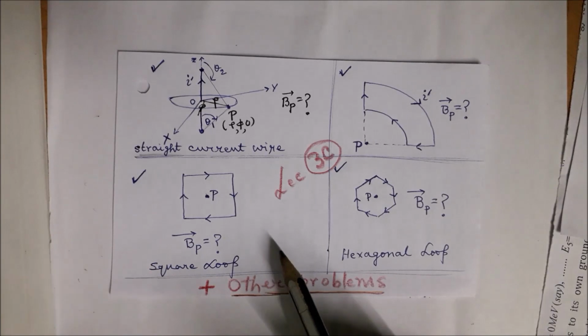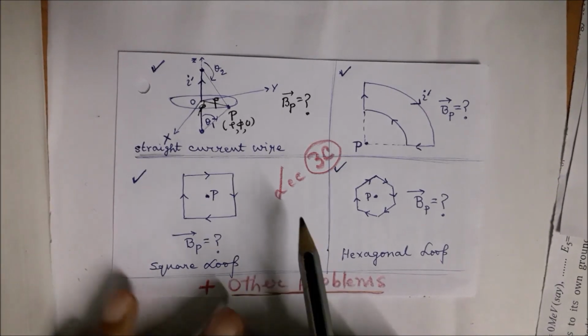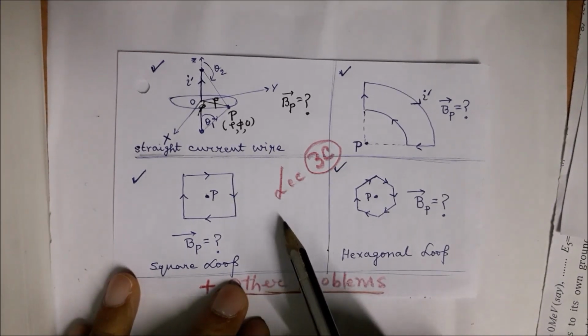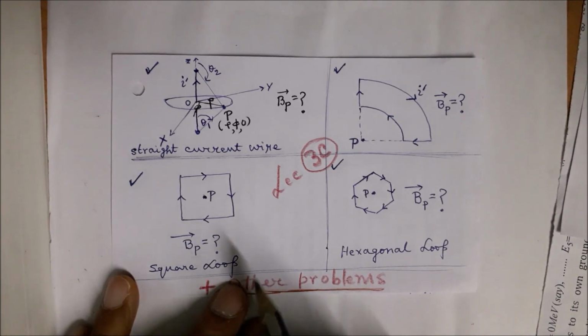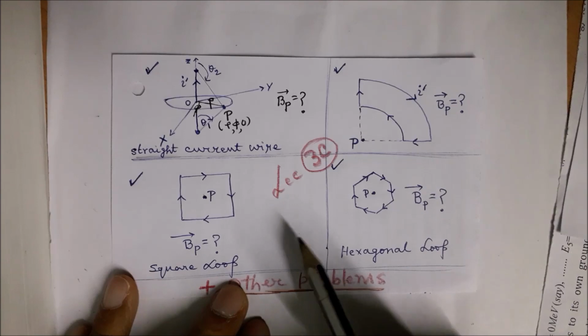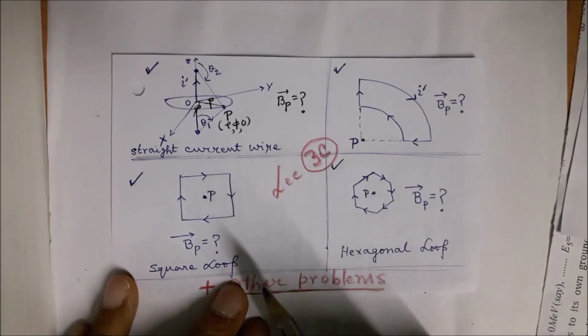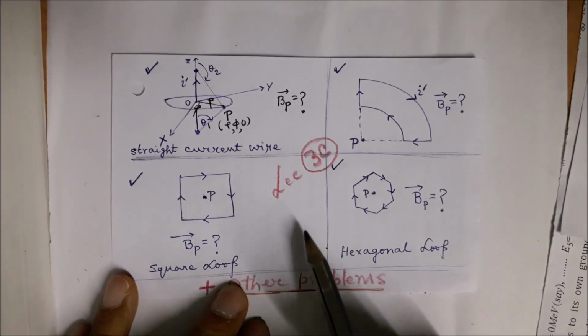Also, we'll evaluate the value of magnetic induction due to a circle starting directly from Biot Savart's law. In this lecture, we did not do it straight. We used a formula for an arbitrary plane curve. But in the next lecture, we will do it directly from Biot Savart's law.